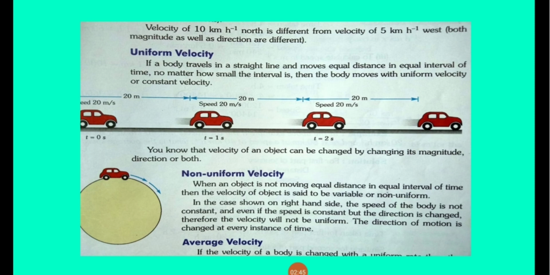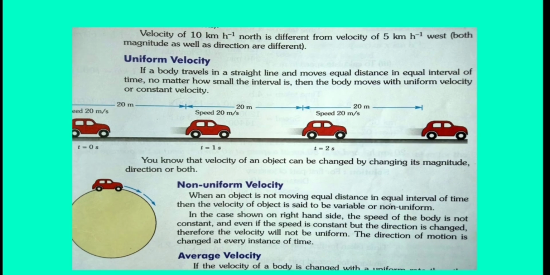So what is non-uniform velocity? When an object is not moving equal distances in equal intervals of time, or we can say when an object covers unequal distances in equal intervals of time, then the velocity of the object is said to be variable or non-uniform. And even if the speed is constant but the direction keeps on changing, then again we say that the velocity is variable or non-uniform.